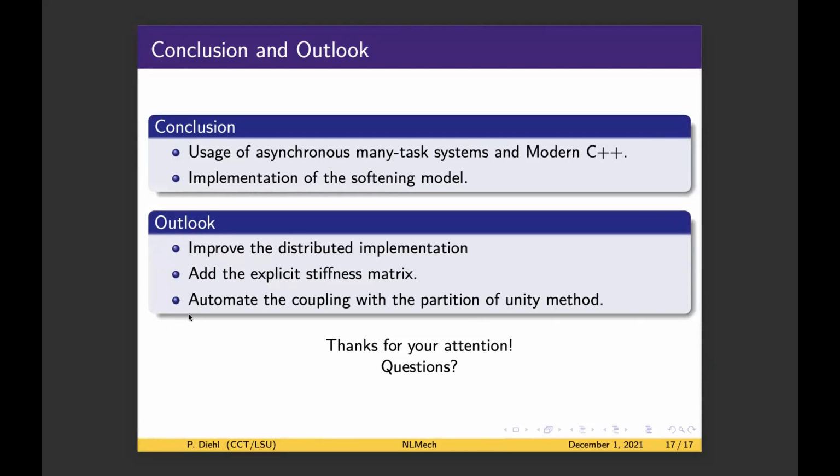We implemented the softening model. We have shown a lot of these things proved in theory with our code and have done the numerical validation. And the outlook here is we want to improve the distributed implementation, because currently we only have non-local diffusion in distributed. So we want to add all the peridynamic models we have. We have C2 bond-based and state-based softening model. We have the PMB model.